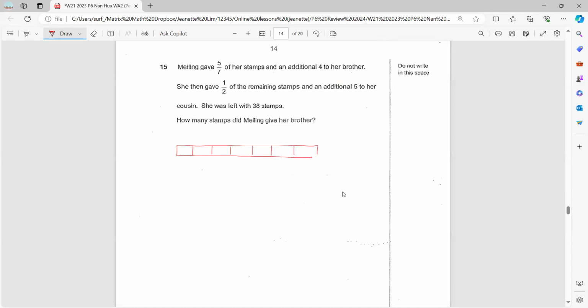A 5/7. So 7 units plus additional 4. So you have to cut out a little bit. That's a 4. That's to the brother. Now for the remainder, she then gave half of it, half of it plus another 5 here to her cousin. Whatever that is left is 38.